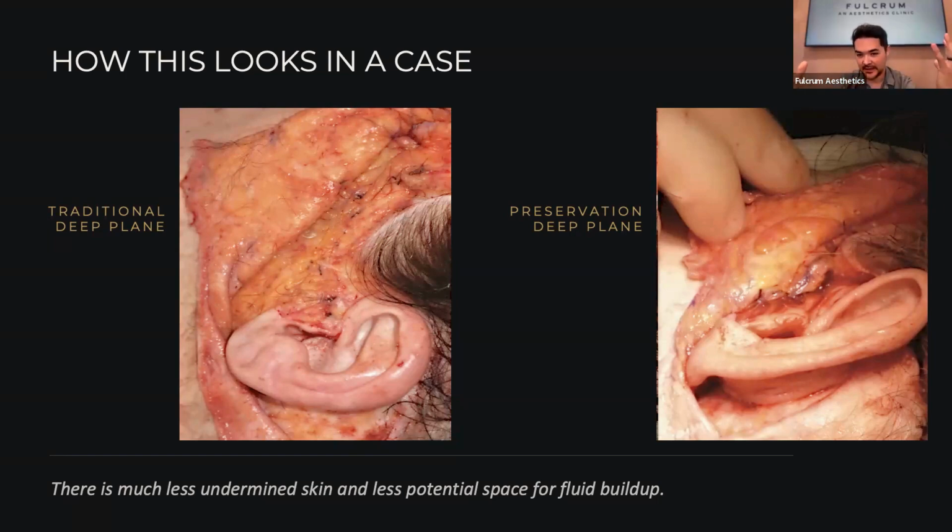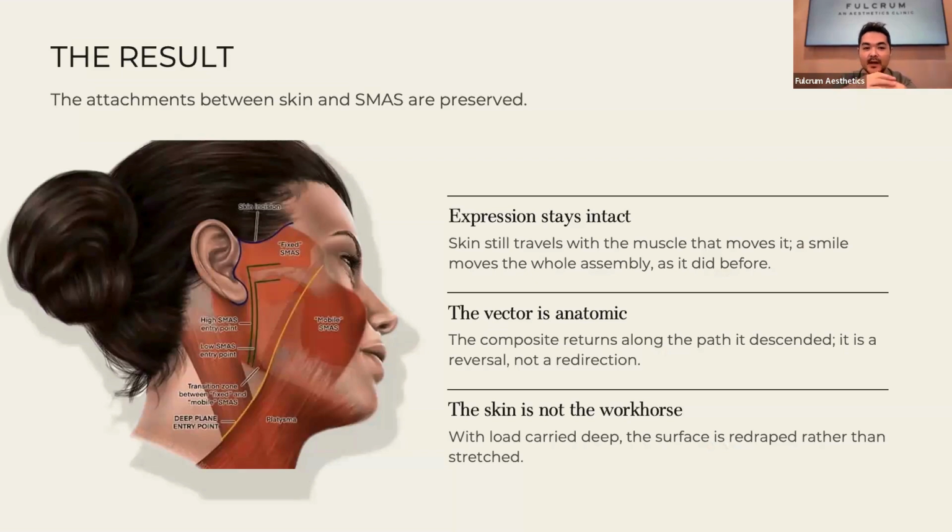So getting to some results here, I just want to quickly talk about what things are possible with this deep plane approach. Expression can stay intact because the skin and the muscle are now still connected. You have minimal skin undermining. The vector of pull can be tailored to the individual face based on how you've aged. People always age with gravity, and gravity always wins, but that vector of gravity pull is oftentimes different for different people.